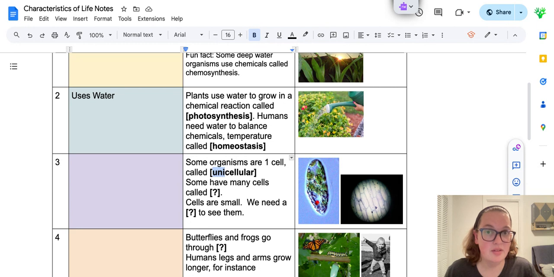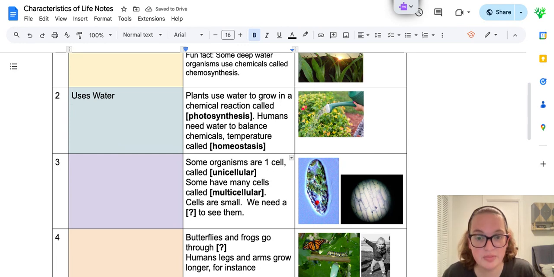They all mean one. We have lots of different word parts in science, so you'll often see me breaking down words into the different parts to help you understand the meaning. Some things that are living have many cells, and they are called multicellular.